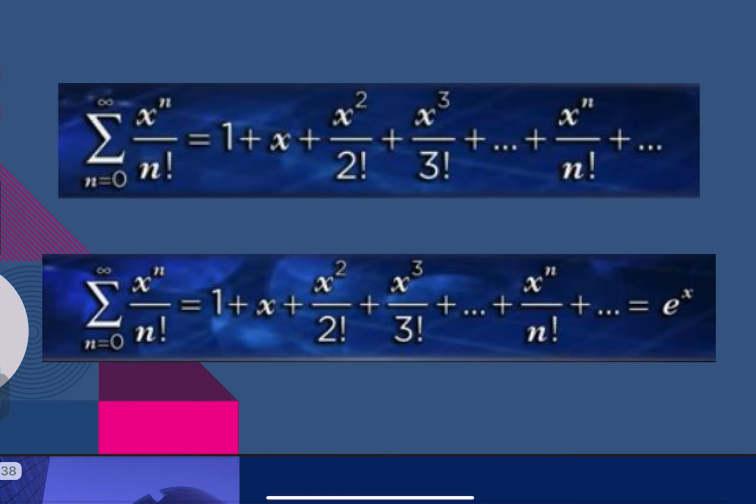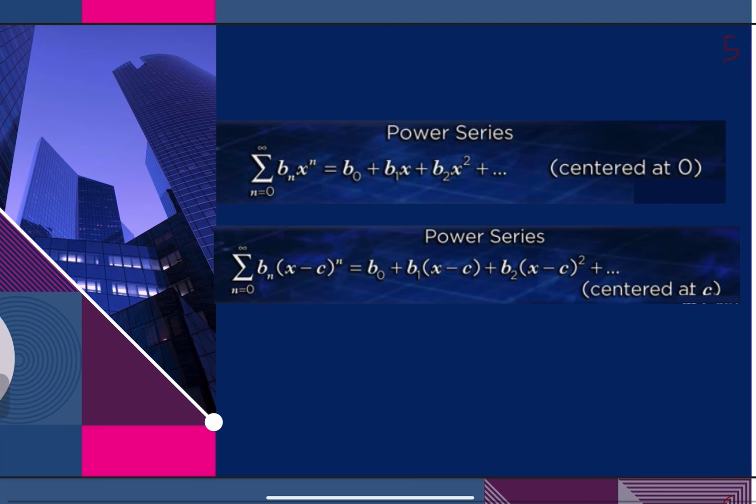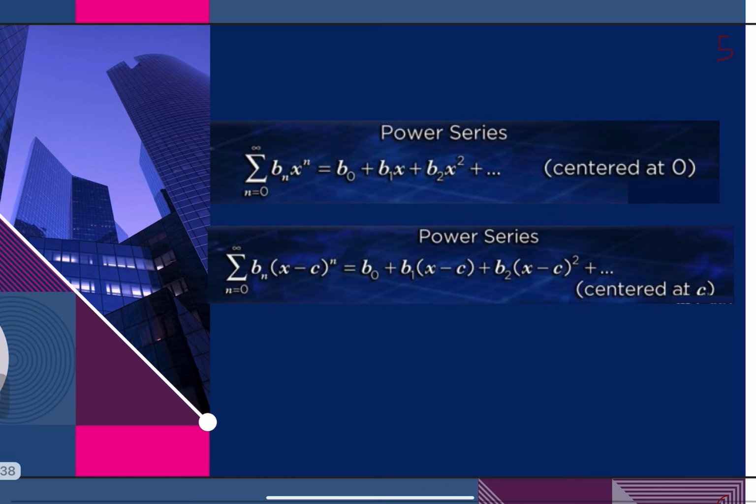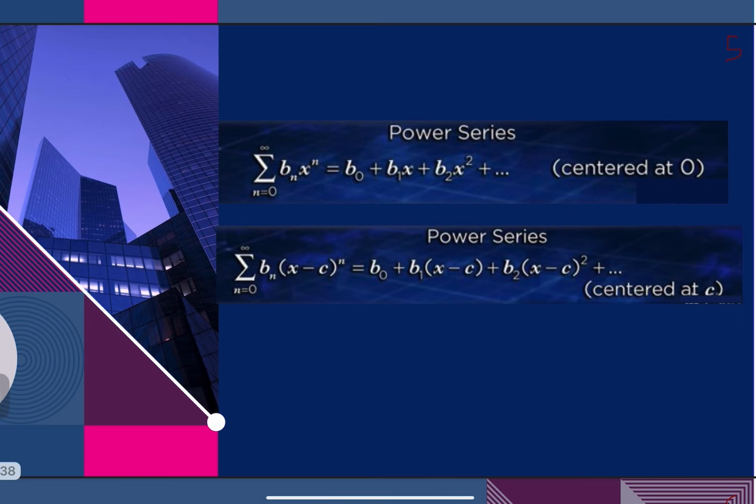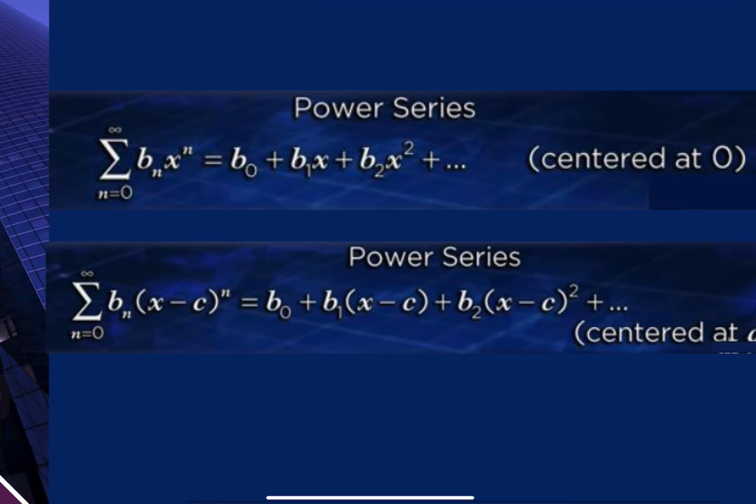What then is a power series? Okay, so what's the formal definition of a power series? Well, if x is a variable, then the infinite series of the form the sum of b sub n, x raised to n, where n is equal to 0 to infinity, this is what we call a power series. And this one is centered at 0.